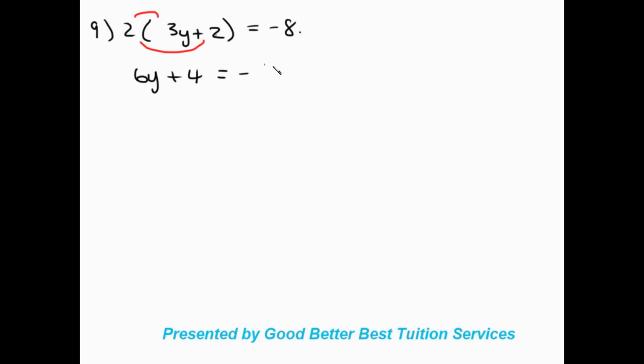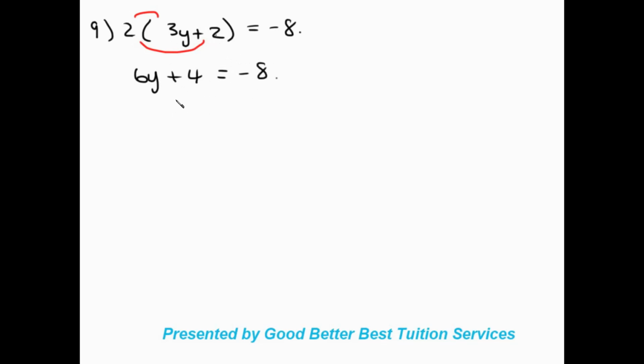Okay, moving on to the next example. We have 2, open brackets, 3y plus 2 is equal to negative 8. So once again, what we're doing is we're timesing into the brackets, right? So we're going to have 2 times 3y, which is going to give me 6y, and then 2 times positive 2, we're going to get positive 4, and we're going to be left with negative 8 on this side.